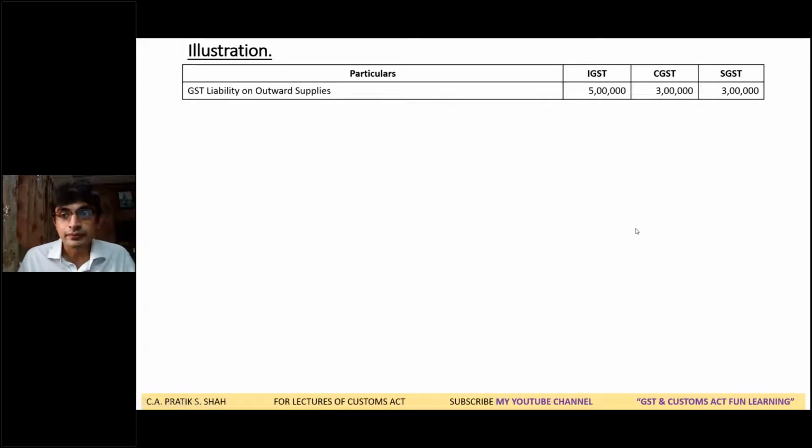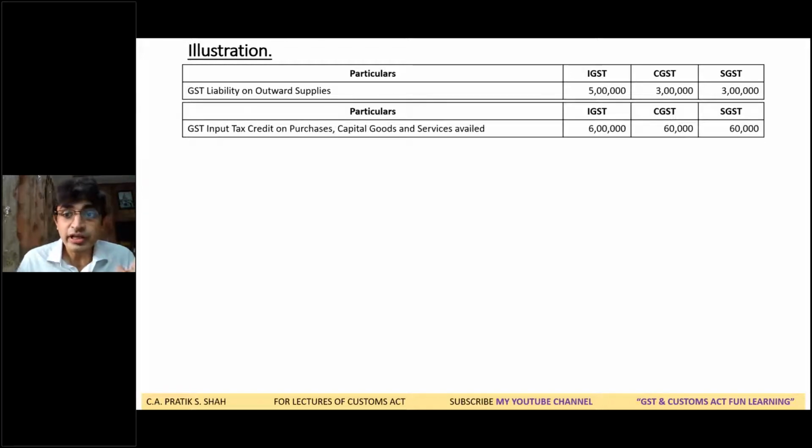See this. Now, what I told you, GST liability on outward supplies, how much? 5 lakh, 3 lakh, and 3 lakh. This is what GST have collected. What is my input tax credit? IGST 6 lakh, CGST 60,000, and SGST 60,000.